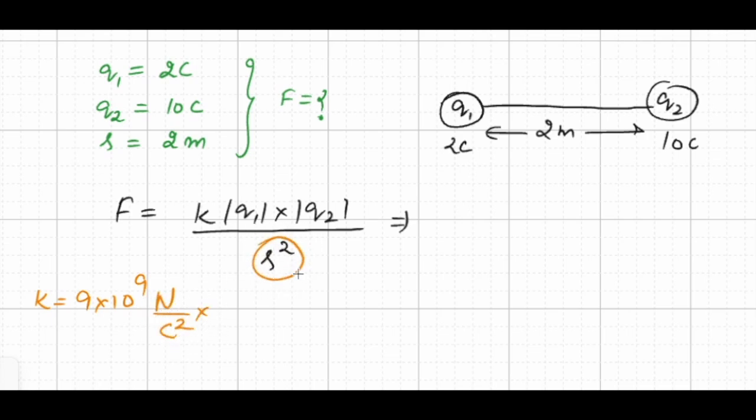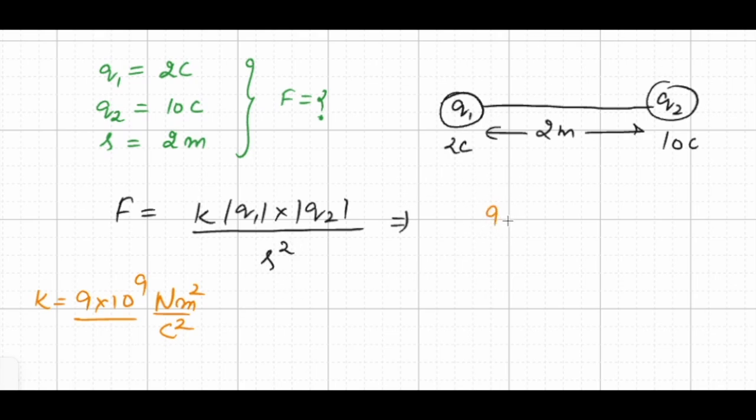Now the distance units are in meters in SI, so it will go up, so it will be meter square. So you don't have to remember these units, you can simply calculate them from the formula. So this will be Newton meter square divided by Coulomb square. No need to cram these units, you can calculate them from here. Okay, so this is the value we can put, and now let's put the values and calculate.